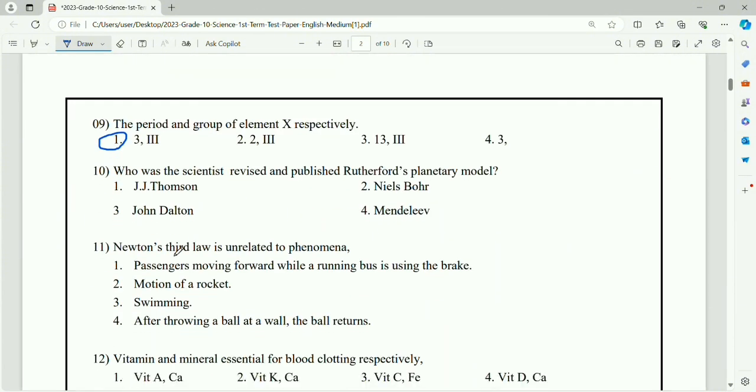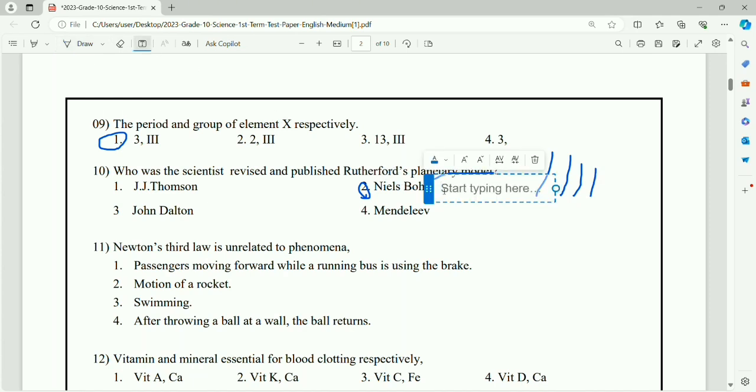And who was the scientist who revised and published the Rutherford planetary model? Here, Niels Bohr. Niels Bohr revised Rutherford's planetary model by adding what? What do we call it? We call it energy level. So energy level was introduced by Niels Bohr.